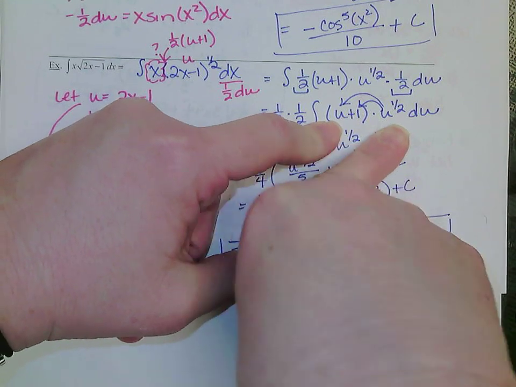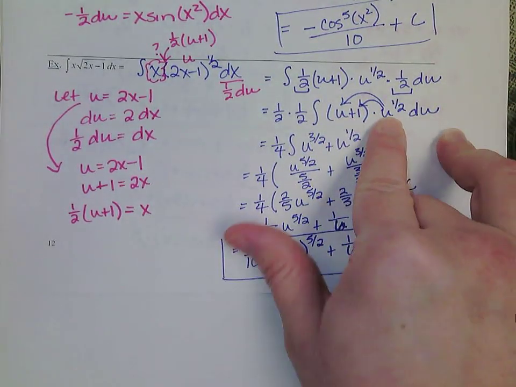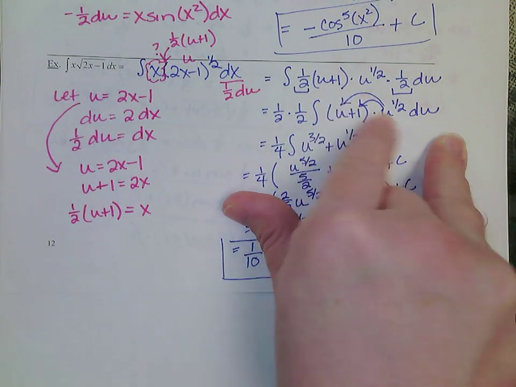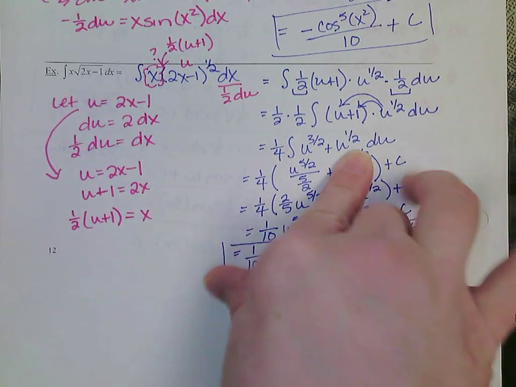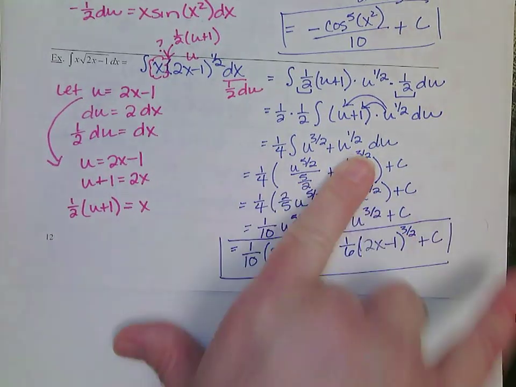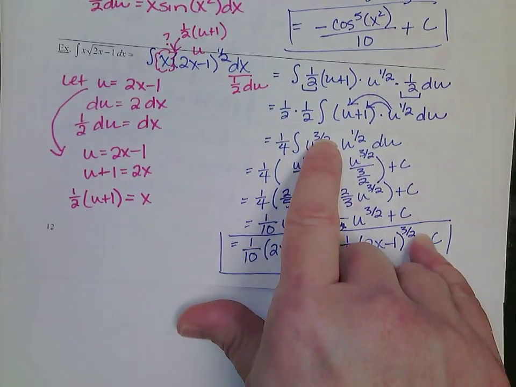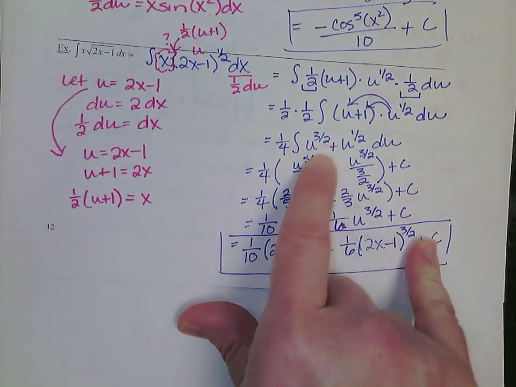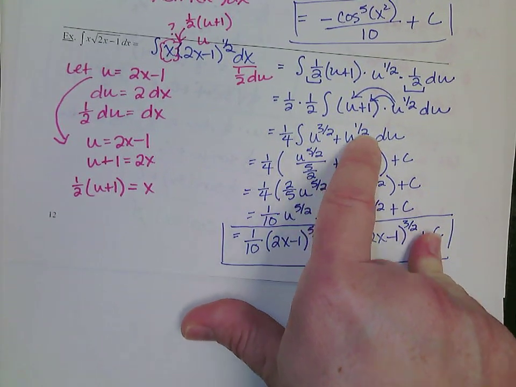So we have u to the first times u to the 1/2. If we add the exponents, 2/2 plus 1/2 gives us 3/2. Here we've got 1 times u to the 1/2, which is just u to the 1/2. Then, again, leaving our constant alone, add 1 to the exponent. So 3/2 plus 2/2 is 5/2. Divide by that exponent. 1/2 plus 2/2 is 3/2. Divide by that exponent. And always remember the plus c.